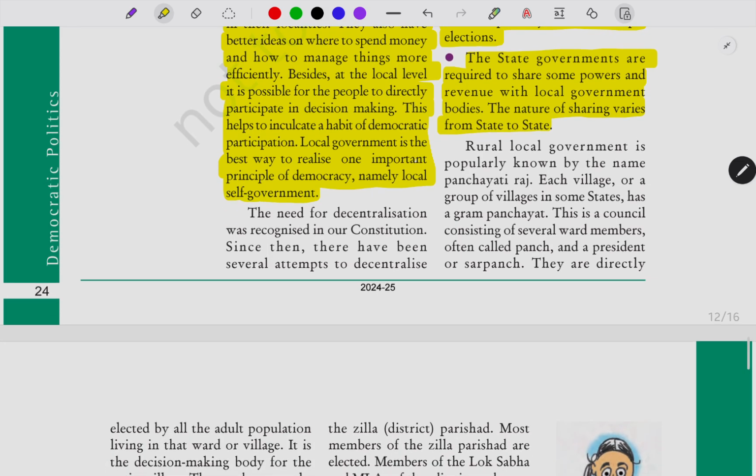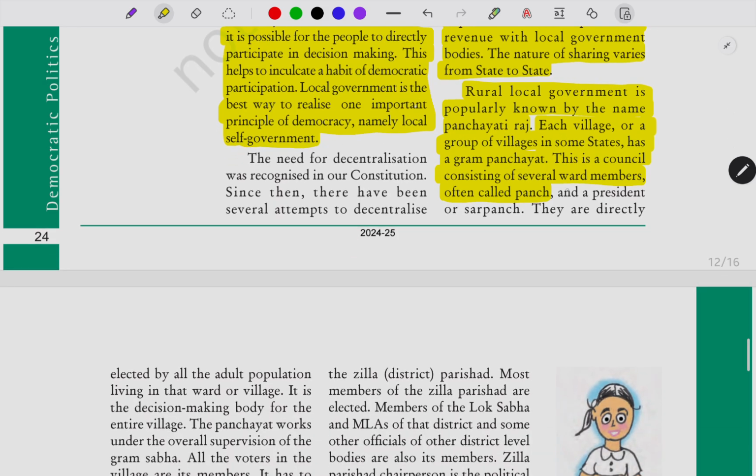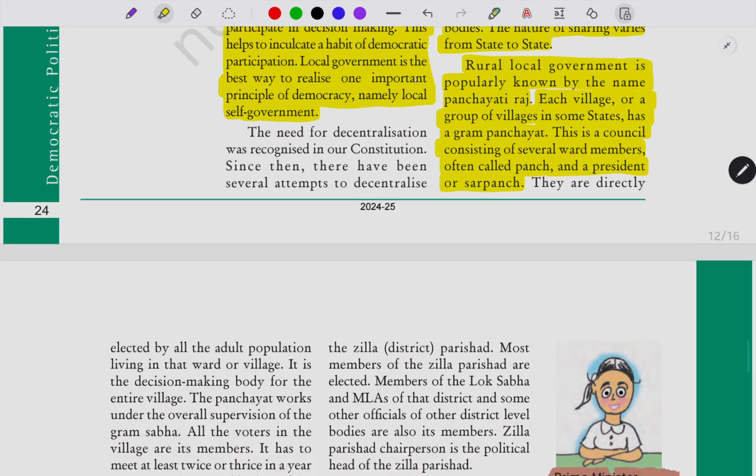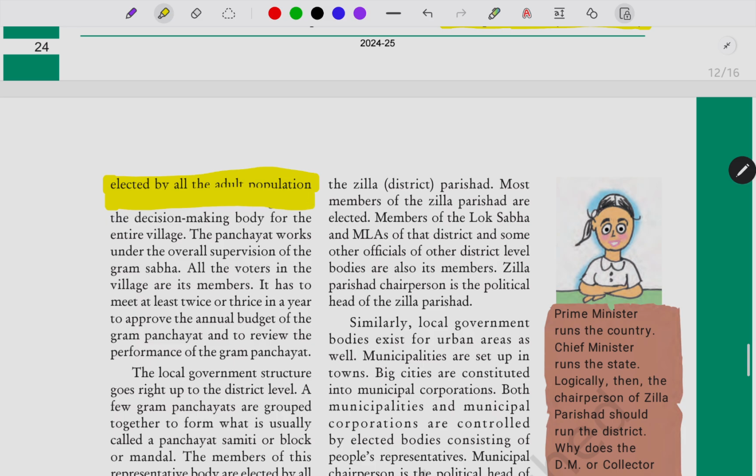Rural local government is popularly known by the name of Panchayati Raj. Each village or a group of villages in some states has a Gram Panchayat. This council consists of several ward members, okay, often called Panch, because there are 5 people. And a president or sarpanch is directly elected by the adult population living in that ward or village.